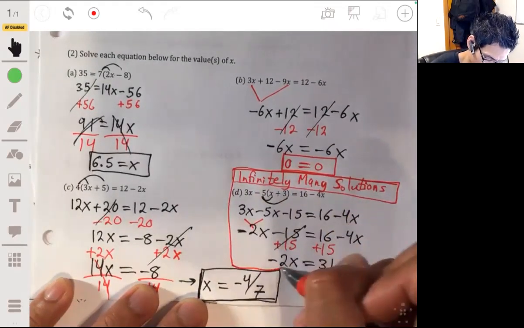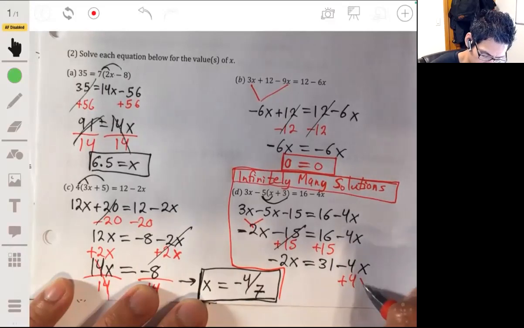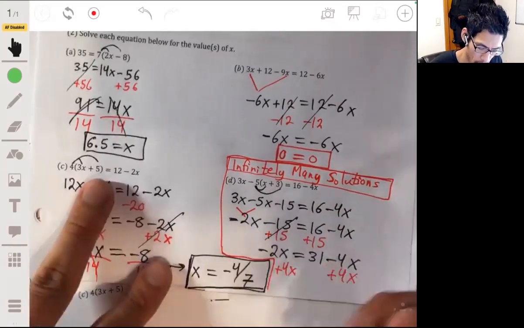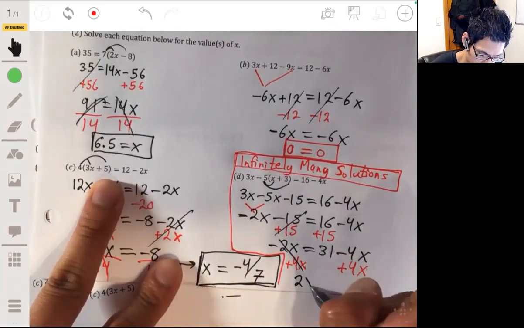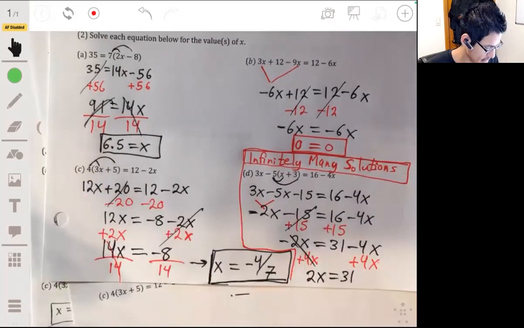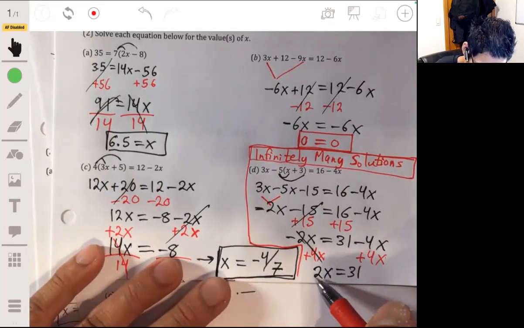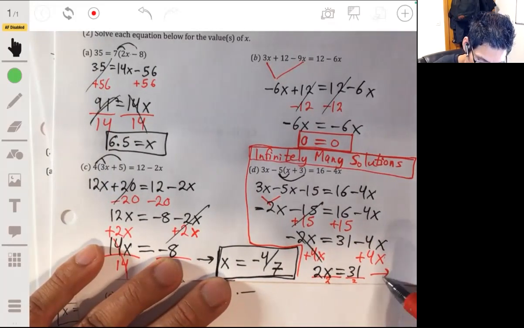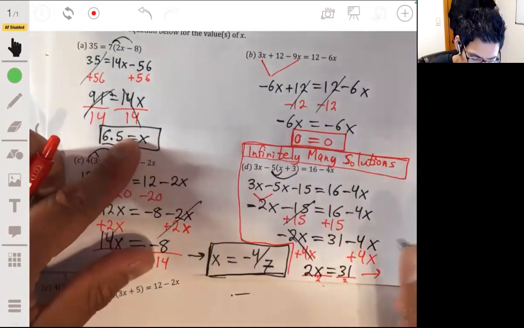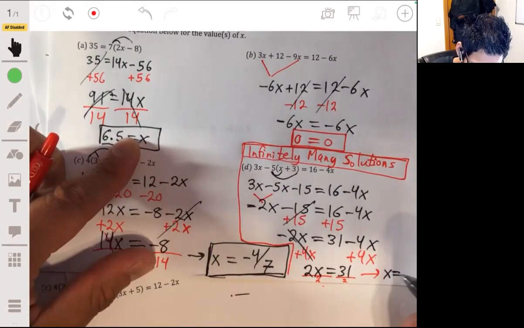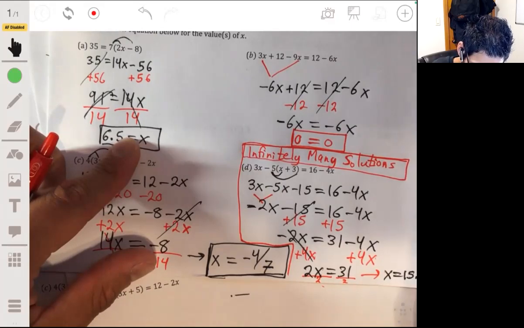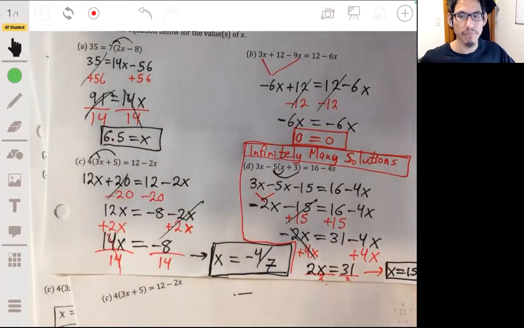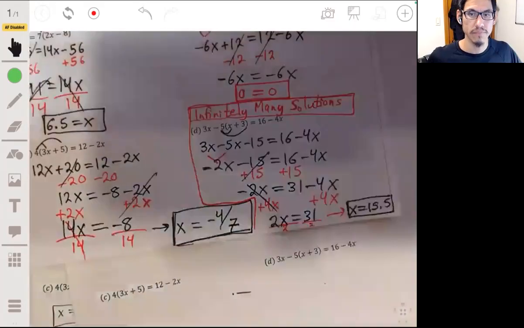Let's make a border here. Add 4x to both sides. We'll get 2x equals 31. Divide by 2. I got it. Yeah. X is 31/2 or 15.5. Same deal. Nice.